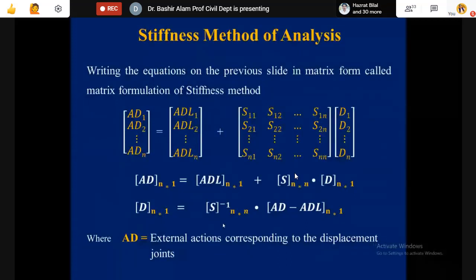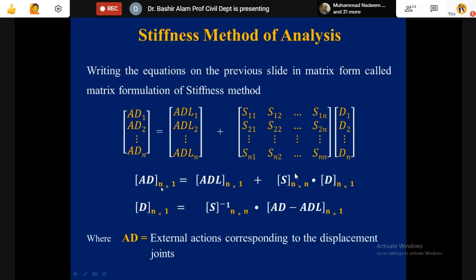Now we are writing these simultaneous equations in the matrix form. Writing the equations on the previous slide in matrix form is called the matrix formulation of the stiffness method. So AD1, AD2 up to ADN, ADL1, ADL2 up to ADLN, then you see the square stiffness coefficient matrix multiplied by the unknown joint displacements. If you see this notation, it corresponds to the flexibility method. Here AD is the condensed form.